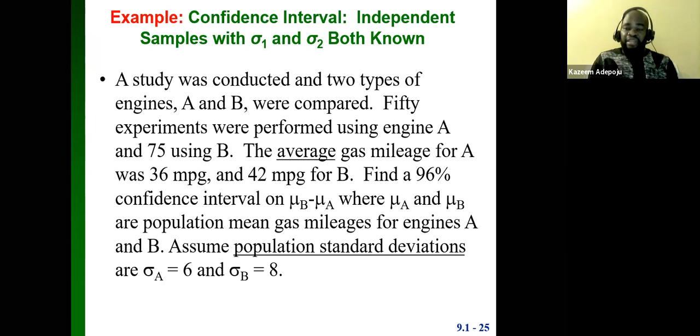Find a 96% confidence interval on mu B minus mu A, where mu A and mu B are population mean gas mileages for engine A and B, assuming the population standard deviations are known. So it means in this question, the population standard deviations are given, they are known.